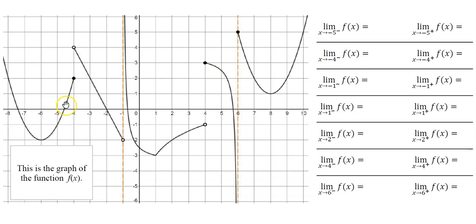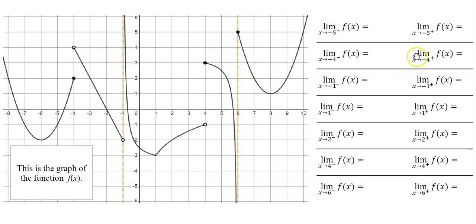So we want to go over to the graph. Here's -4. We want to go to the left of -4 and travel along the graph until we get to -4, and boom, here's -4. And what is the height? The height is 2. So the answer to this limit is 2, okay?